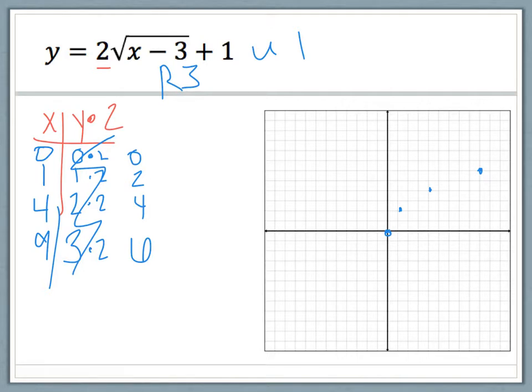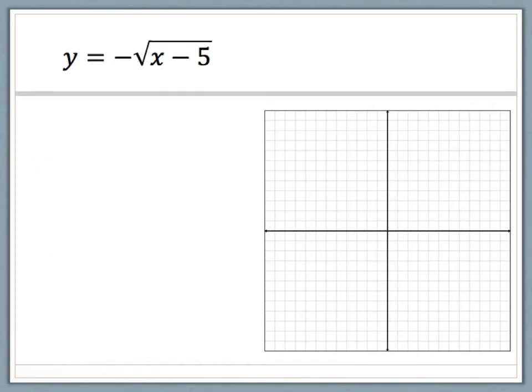Now we need to shift them to the right 3, up 1. So I'm going to take all those points and shift them to the right 3, up 1, for each of the four points. Now I'm going to go ahead and connect those dots. And like we talked about earlier, the left side stops right at that stopping point, but the right side goes on forever.